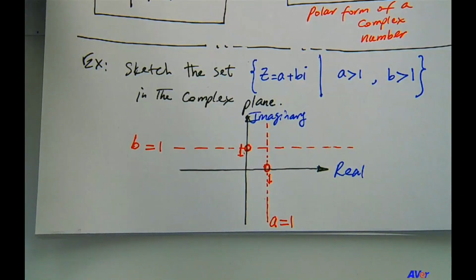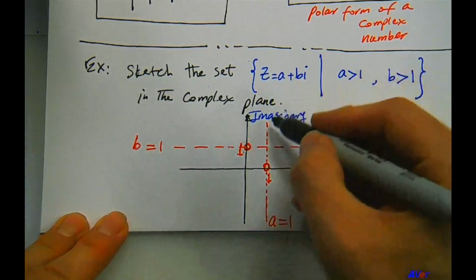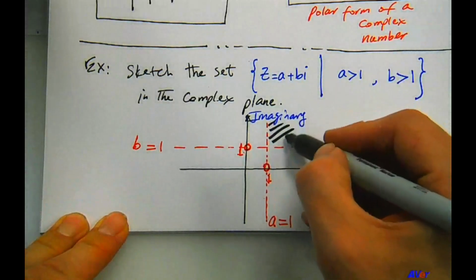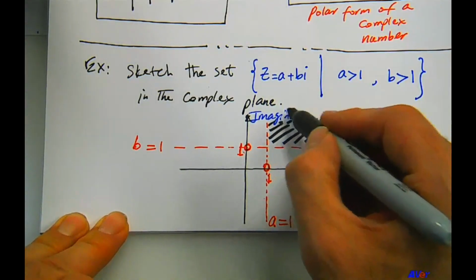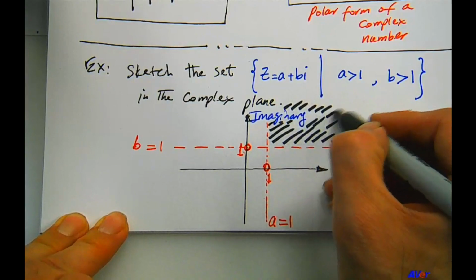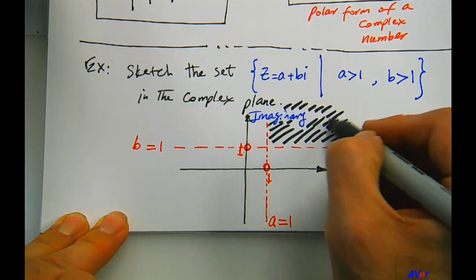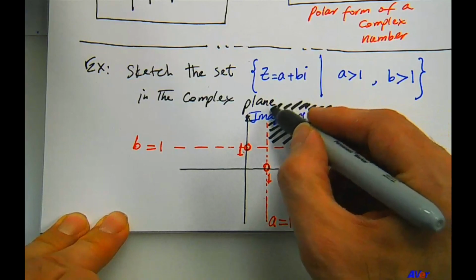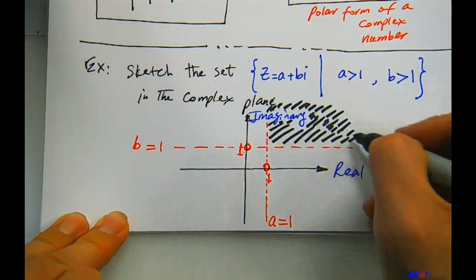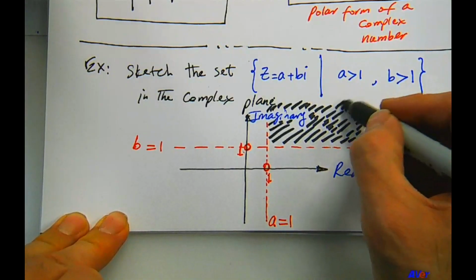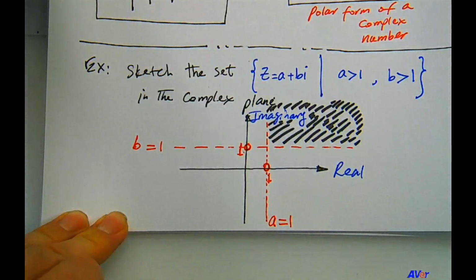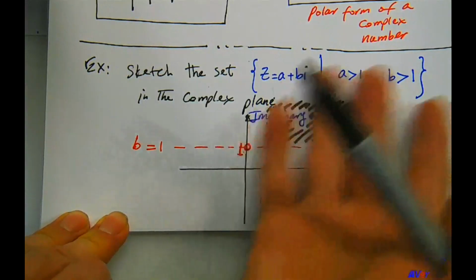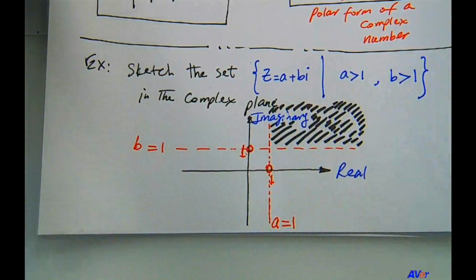I will use my thicker marker for that. So this is that region, not including the dashed lines. All of that region. So that's a rough graph of that, because we can go off the page, off this classroom, off campus, this goes on forever. Okay, so that's the graph of that.